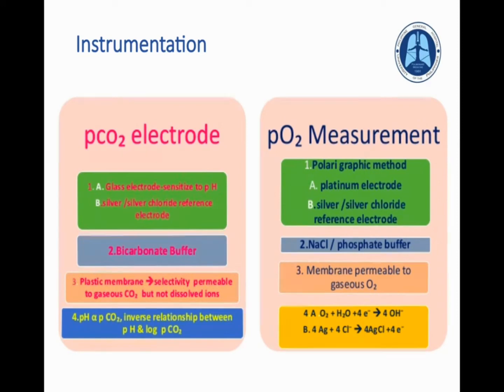CO2 from the blood diffuses through the plastic membrane and reacts with the buffer system. The hydrogen ion concentration change due to the dissolution of CO2 is detected by the pH-sensitive glass electrode. A potential difference exists between the glass electrode and the reference electrode. This is measured on the meter, and the meter scale is usually calibrated in semi-logarithmic fashion, since pH is inversely proportional to the log of PCO2.